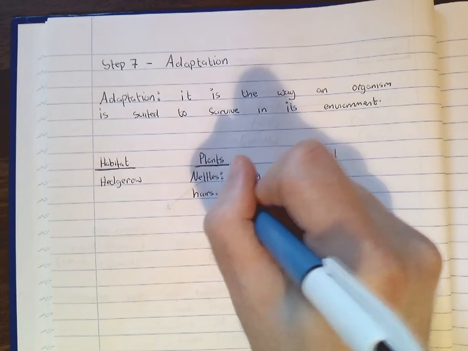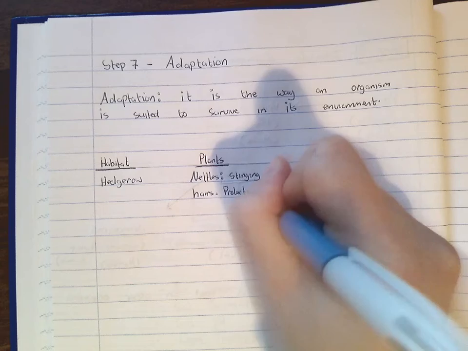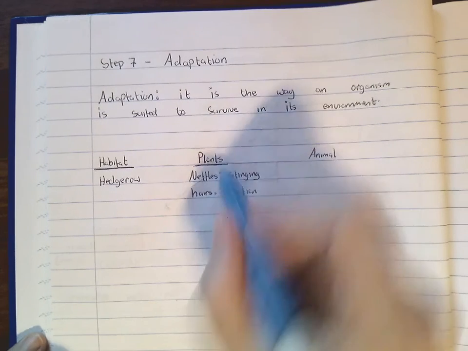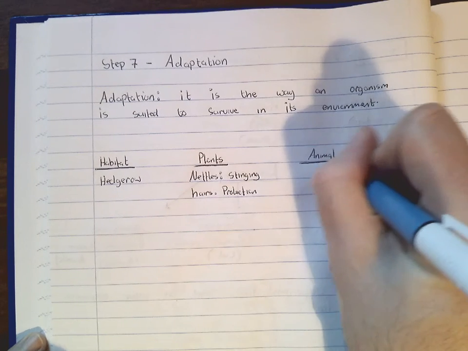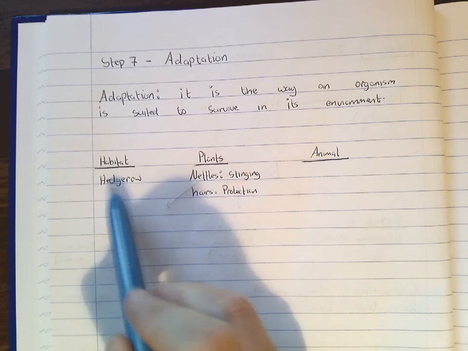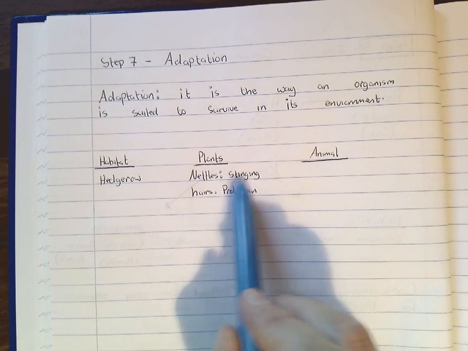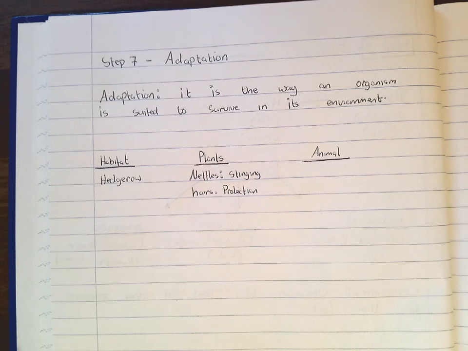And what they do is they protect the plant. So for example, they protect nettles. We all know nettles, if you touch them, they're going to sting you. And you'll find them along hedgerows, so that's their habitat. So this is the organism, the plant, which is nettles, and they have these stinging hairs, and the stinging hairs are there to protect them.